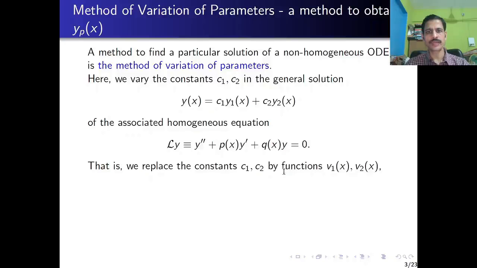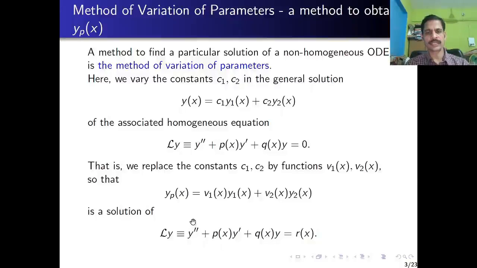In order to find a particular solution of the non-homogeneous ODE, we replace the constants c1 and c2 in the general solution of the homogeneous ODE by functions v1 and v2. That is, we vary the parameters c1 and c2 by replacing them by functions. So we consider a particular solution yp(x) = v1(x) y1(x) + v2(x) y2(x) of the non-homogeneous ODE.